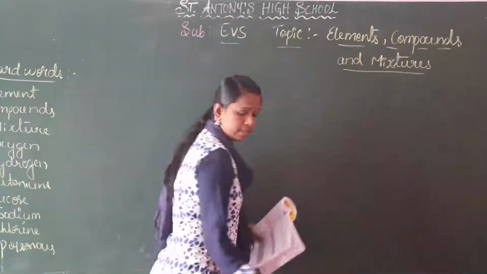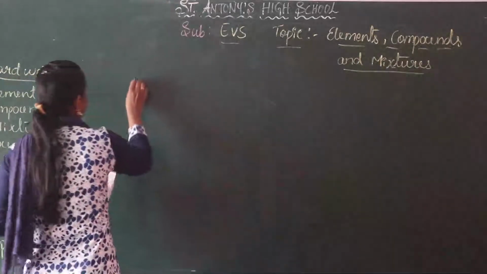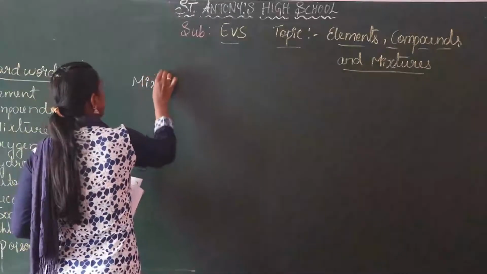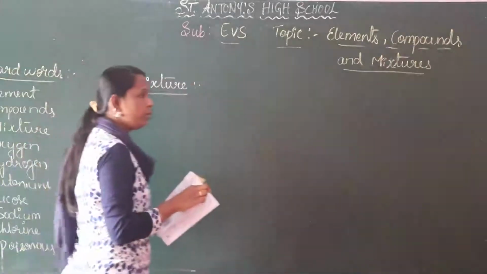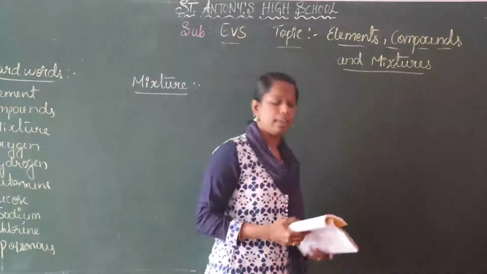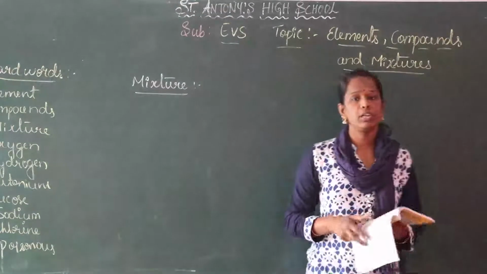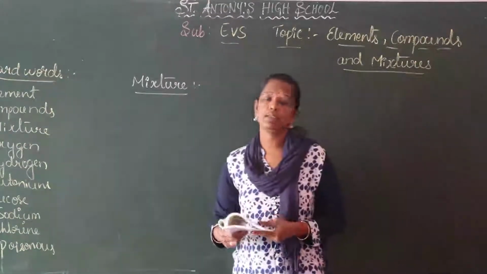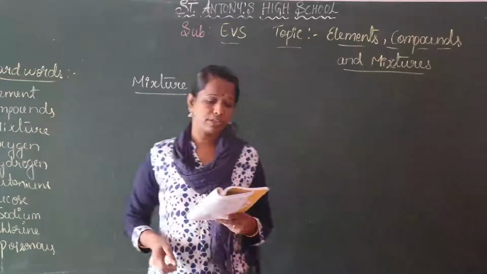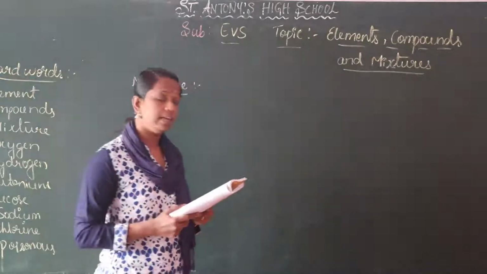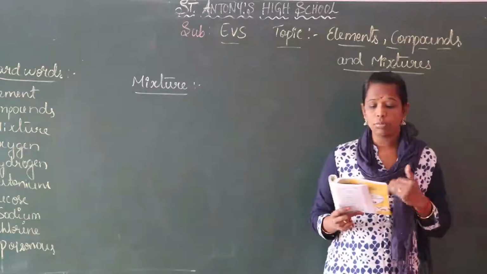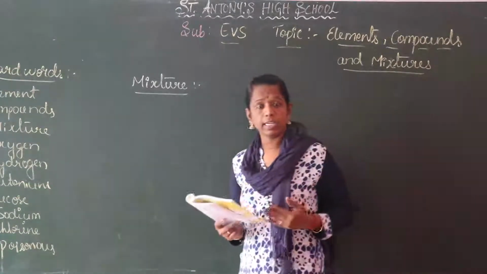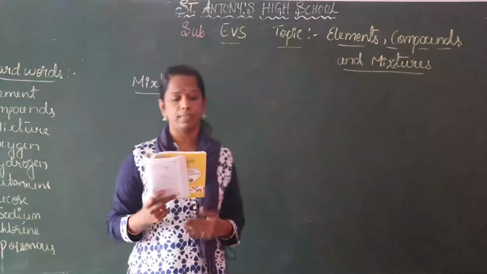Now we have to discuss the mixture. The next component is called a mixture. For the best example, air is a mixture. It contains many gases, so it is called a mixture. We see many mixtures in our daily life. Mixtures are substances containing 2 or more substances.